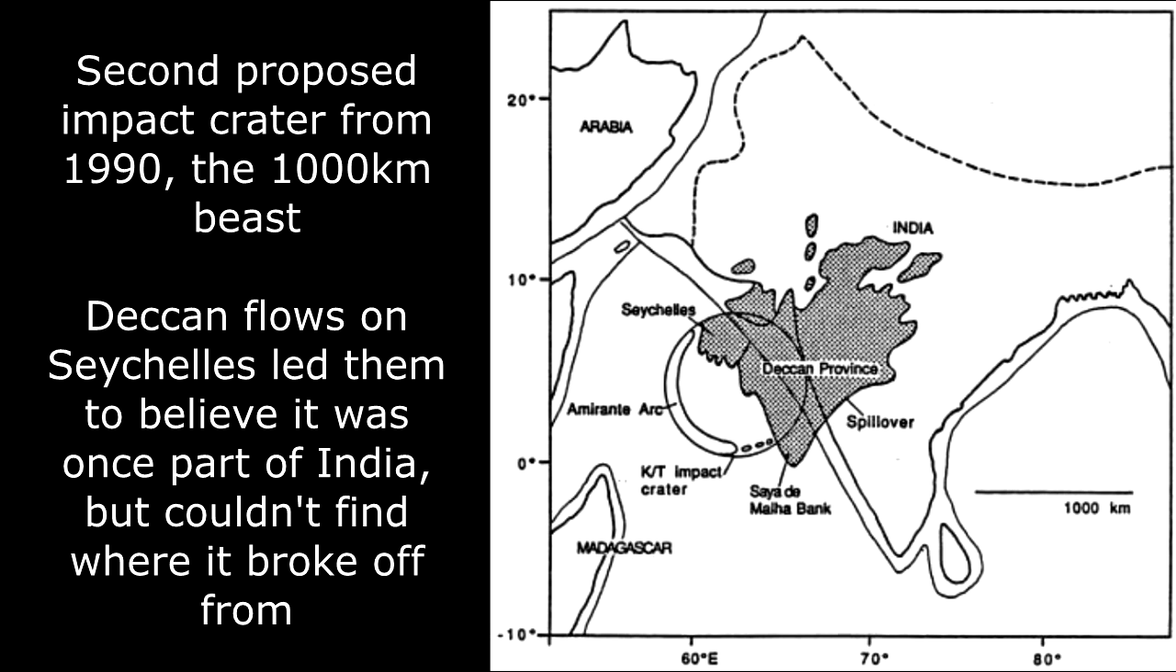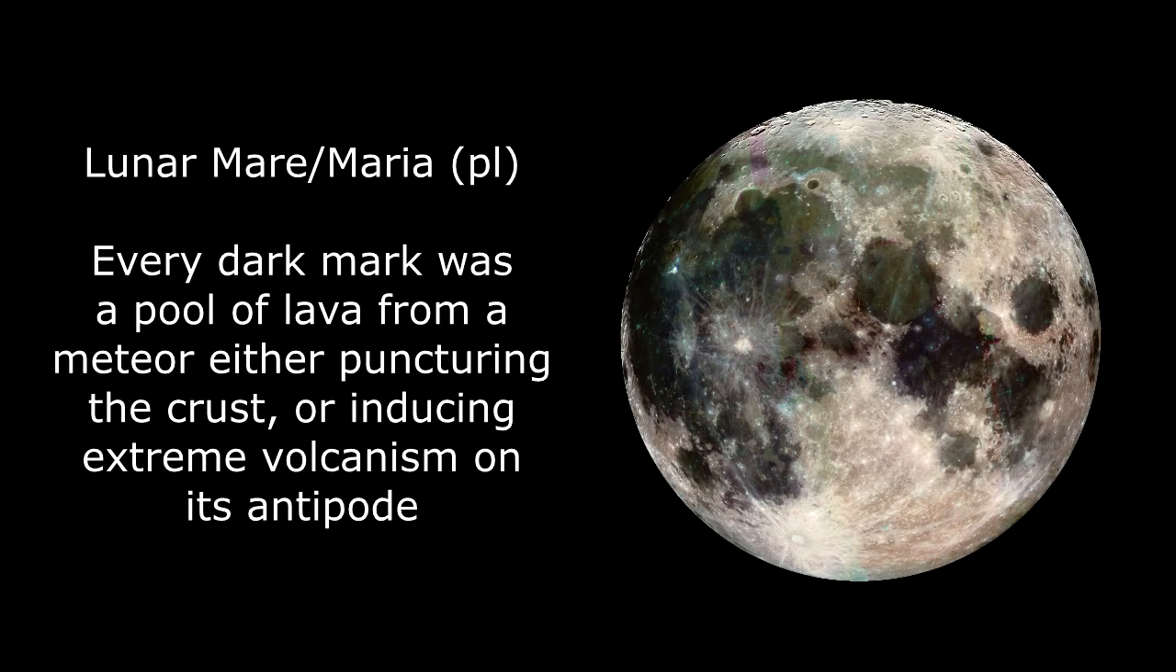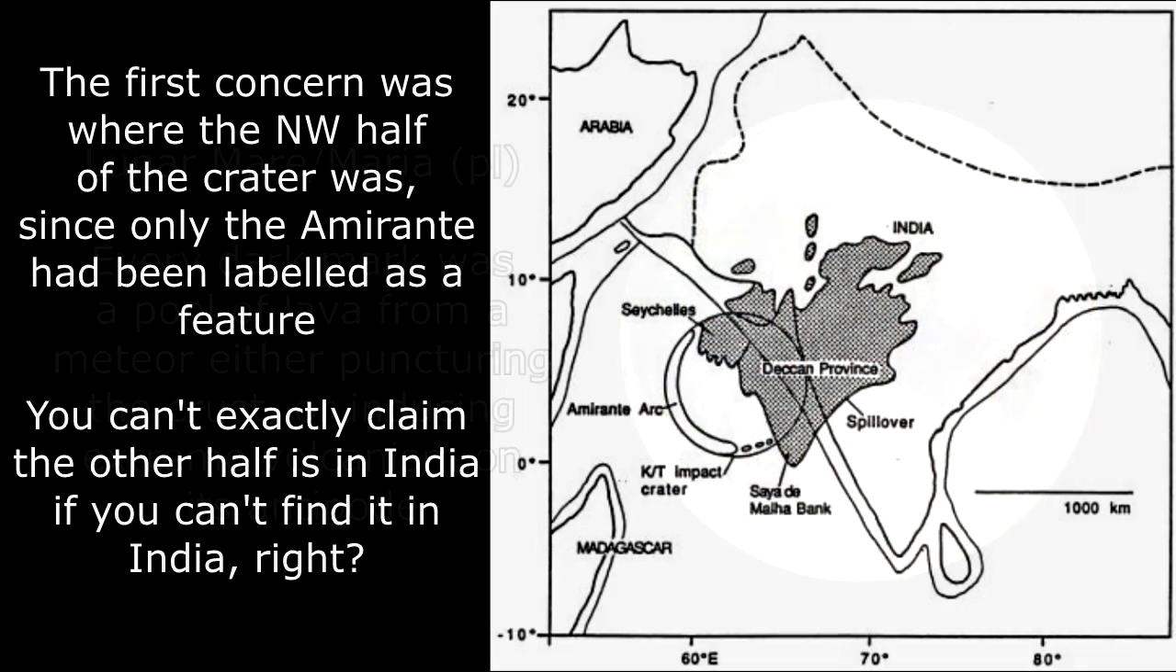And the scientists drew inspiration from the lunar maria, craters on the moon that were flooded with lava, which is why some parts of the moon look darker than others. However, over the years, this theory and model faced some scrutiny, and it was concluded that the reason the northwestern half of this crater wasn't to be found was because the impact event had actually damaged the tectonic plate and caused a mid-ocean ridge to appear, which split the crater in half. So the southwestern half would be by the Seychelles, and the northeastern half would be by India.